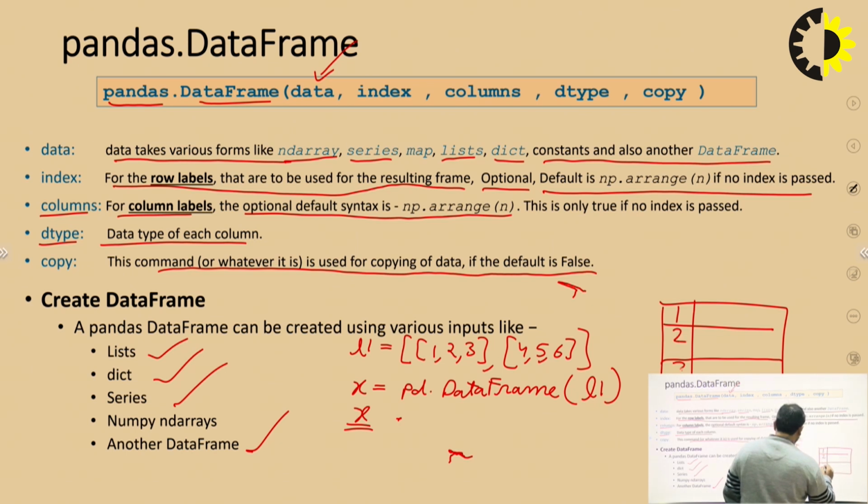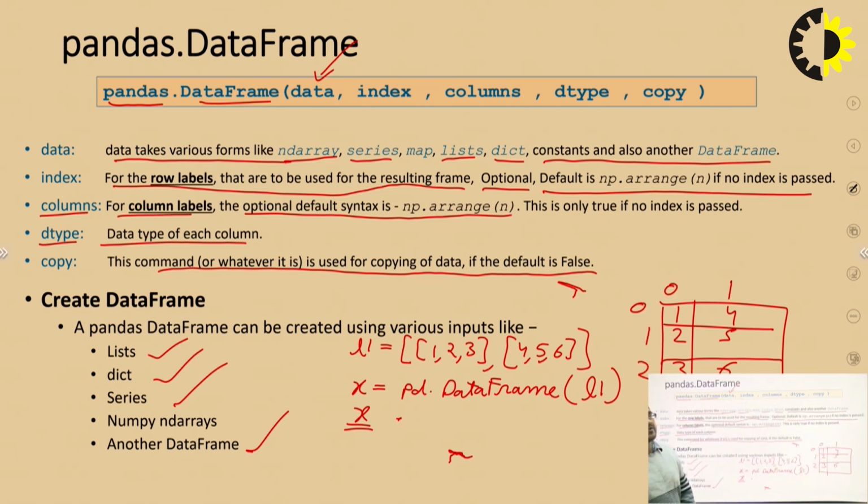1, 2, 3, 4, 5, 6, and the column indexing is 0, 1, and row indexing is 0, 1, 2. This is the way the data frame is created. Understood? So similarly, just like you are passing a list here, you can pass a dictionary, a series, or a numpy array. Whatever data you pass in this function is converted into a Pandas data frame. After that, you can use Pandas functions on that particular data frame.